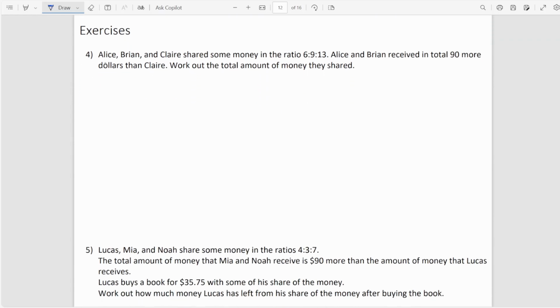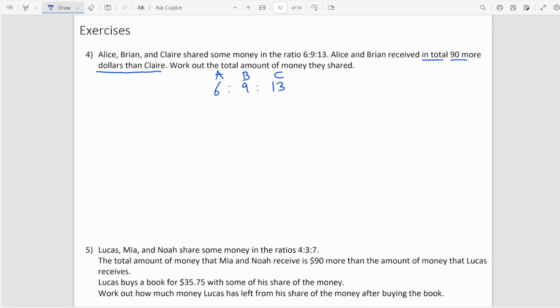Okay. Alice, Brian, and Claire shared some money in the ratio 6, 9, 13. So 6, 9, and 13. And again, we have A, B, C. Alice and Brian received in total $90 more than Claire. Work out the amount of money that they shared.